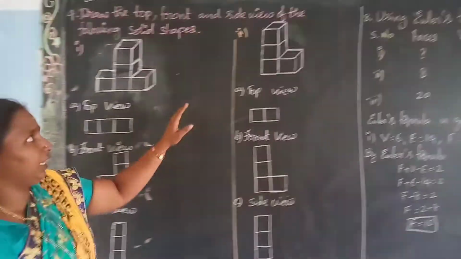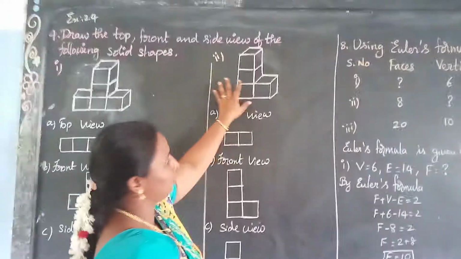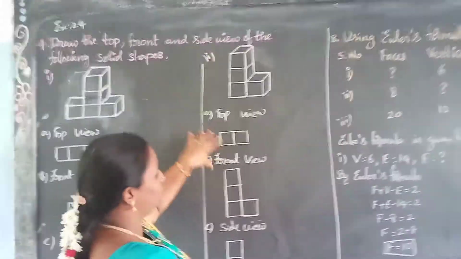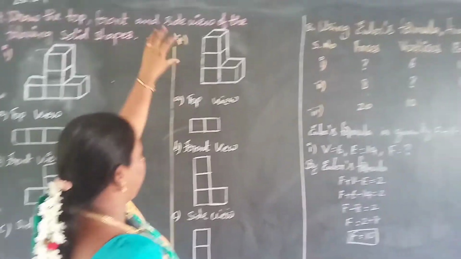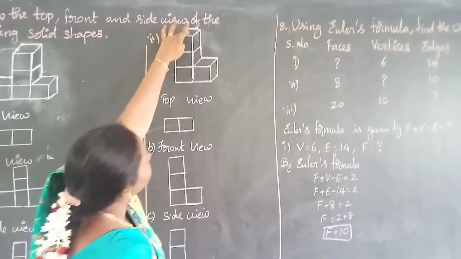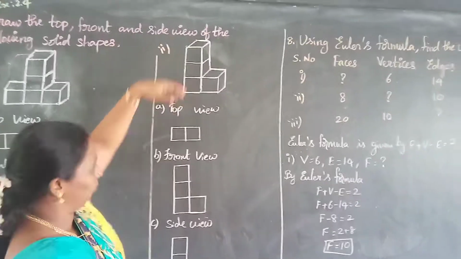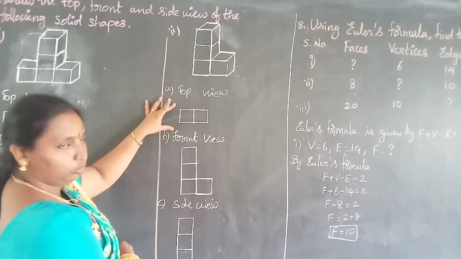Okay. Next move on to the second shape. So this is the solid shape they have given. We are going to write the top view, front view and side view. Top view. If you see from the top now, these 2 boxes will be the top view. So draw the 2 squares.